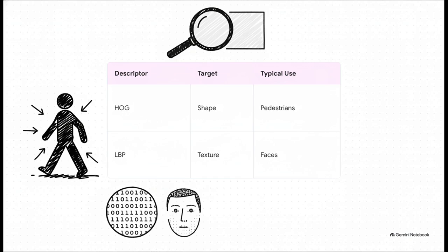Now, what if we don't want to match tiny specific points, but instead describe whole regions? For this, you need to know HOG and LBP. HOG stands for Histogram of Oriented Gradients. It describes the shape and silhouette of an object by looking at the direction. The local binary patterns is all about feeling the texture of a surface. It looks at a pixel, compares it to its 8 immediate neighbors, and generates a binary code to describe if the texture is rough, smooth, or patterned. It's heavily used in things like facial recognition.